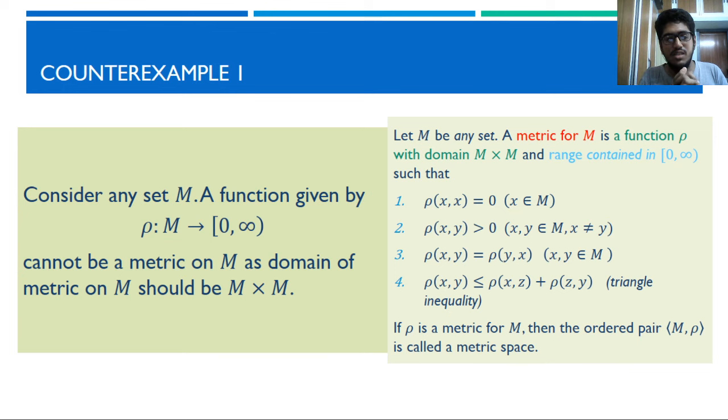Because the definition says there are 6 conditions, not 4, there are 6 conditions to be satisfied in the definition. The first one says the domain of this particular function rho should be M cross M, and here it is simply M. Hence this particular rho cannot be a metric on the set M. Now notice that it is something trivial that they wouldn't point out anywhere, but it helps us. This particular counterexample is helping us understand key words in the definition.